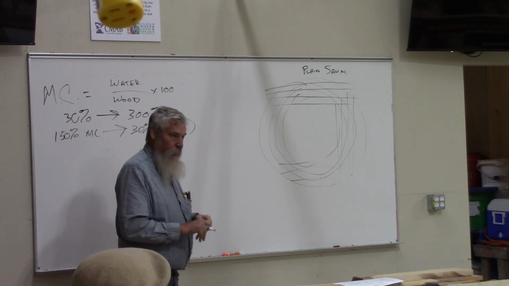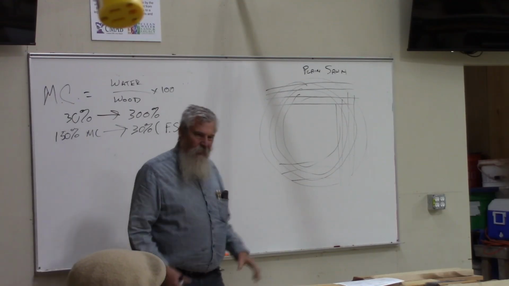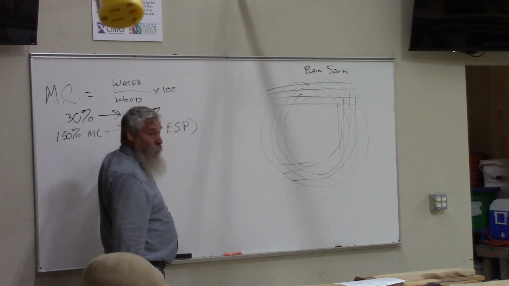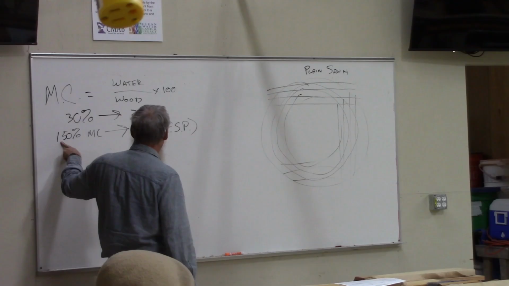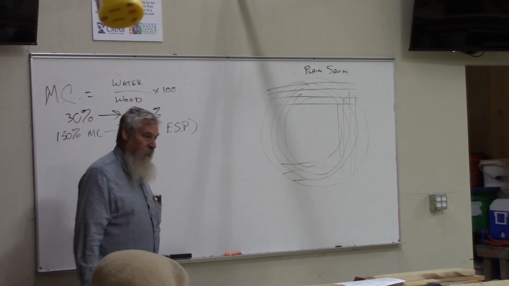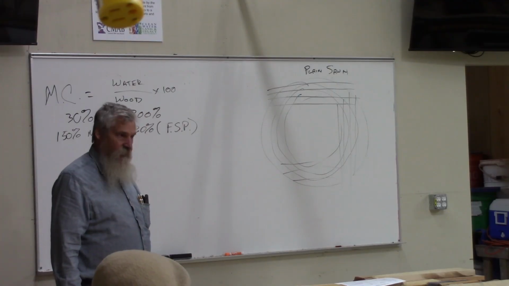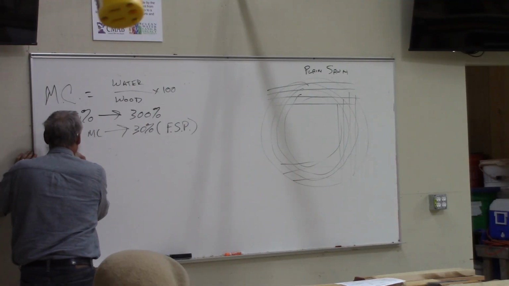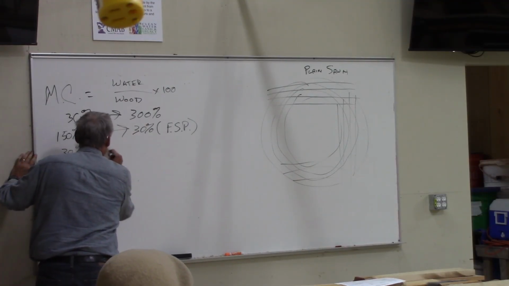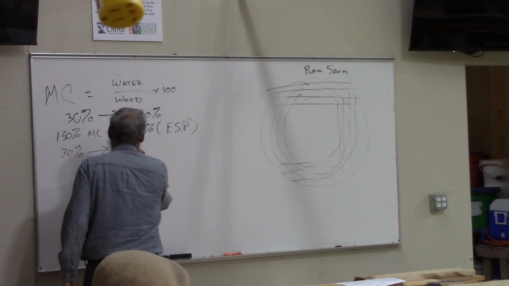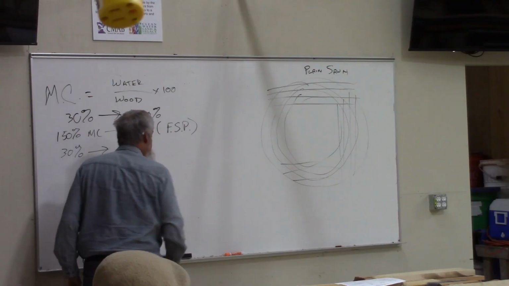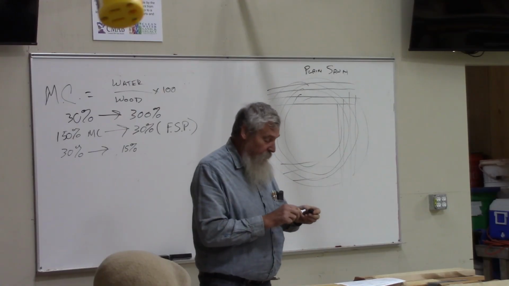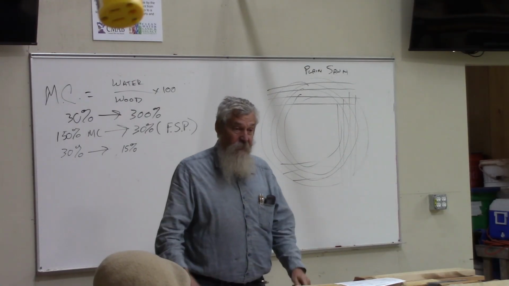So fiber saturation point could be from 22 to 35, somewhere in there. So there's always a range, but the number that they picked is 30%. So the shrinkage from 150% to 30% is none. Wood doesn't change size at all. Okay? From 30% to, let's go 15%, and I pick 15% because in Minnesota, if you sticker it and you keep it outside and you keep it covered, it'll go down to about 15%.